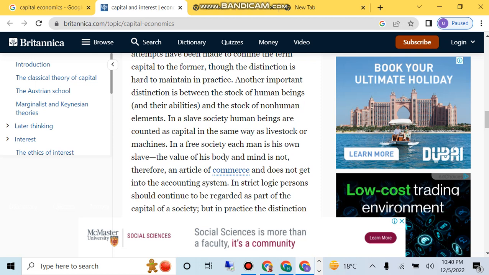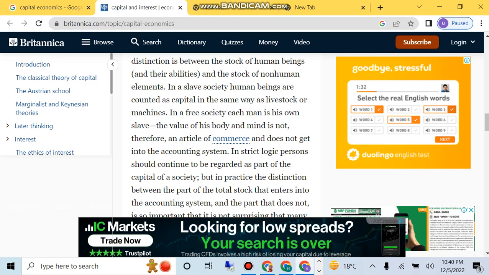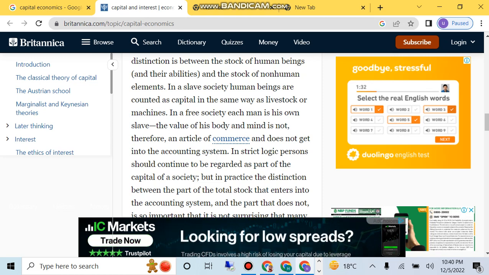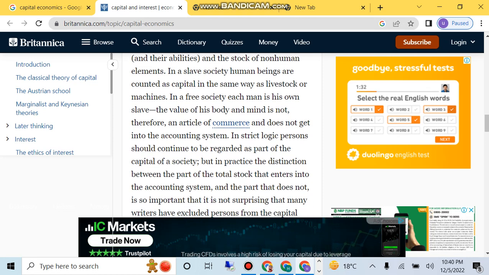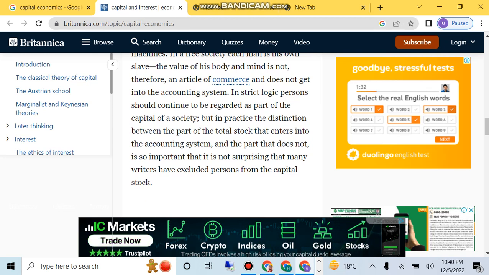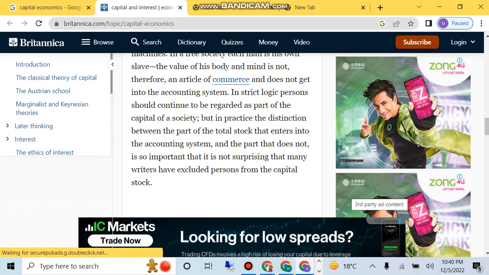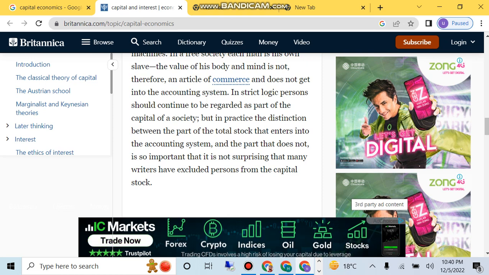Another important distinction is between the stock of human beings and their abilities and the stock of non-human elements. In a slave society, human beings are counted as capital in the same way as livestock or machines. In a free society, each man is his own master. The value of his body and mind is not, therefore, an article of commerce and does not get into the accounting system. In strict logic, a person should continue to be regarded as part of the capital of society. But in practice, the distinction between the part of the total stock that enters into the accounting system and the part that does not is so important that it is not surprising that many writers have excluded persons from the capital stock.